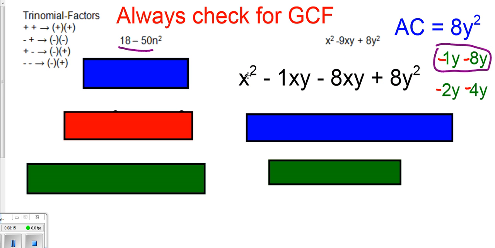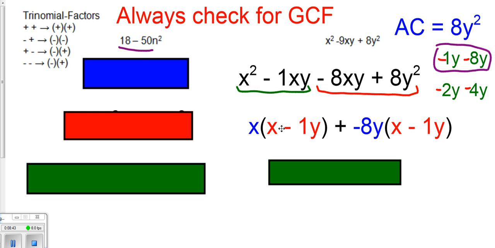When we break it up then, this becomes x squared minus 1xy minus 8xy plus 8y squared. So this expression that had 3 terms now has 4 terms, which allows us to break it up into groups and factor by grouping. Now, looking at our first group, what can we take out of both of those 2 terms? We could take x out, and it would leave x minus 1y. Looking at our second group, what can we take out? We can take negative 8y out of both of these pieces, so it would leave x minus 1y.